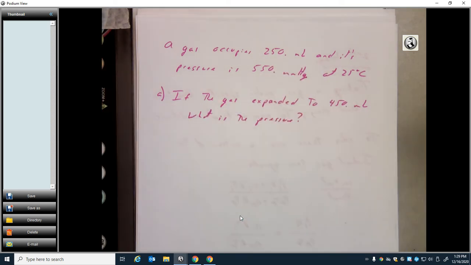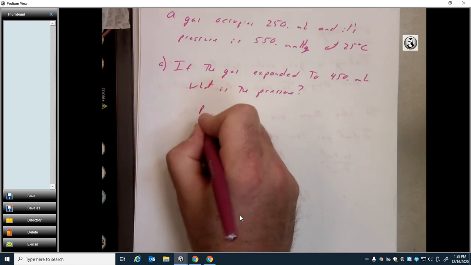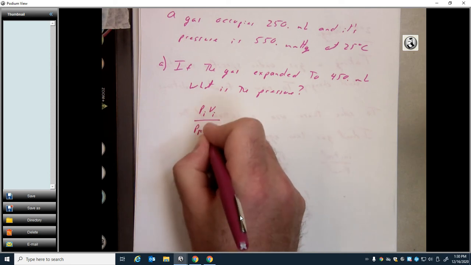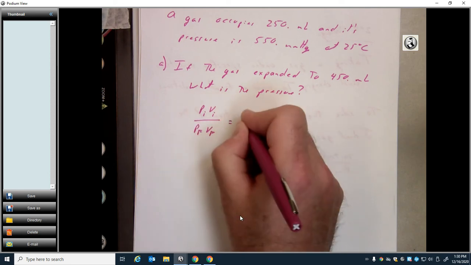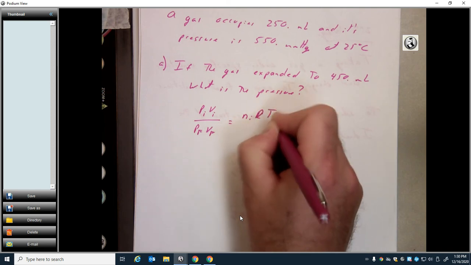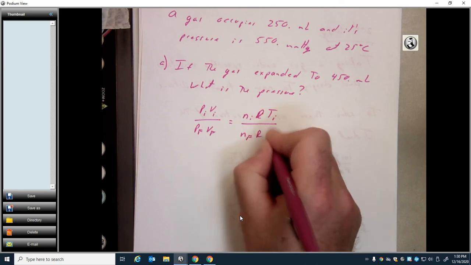There are actually lots of ways to do this problem. One of the ways is using this relationship: P initial V initial over n R T initial equals P final V final over n R T final.